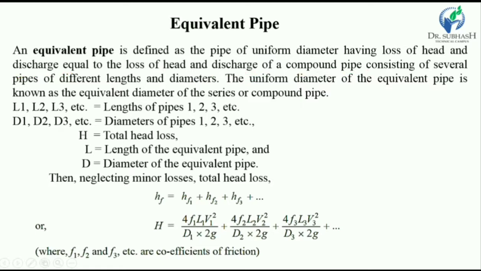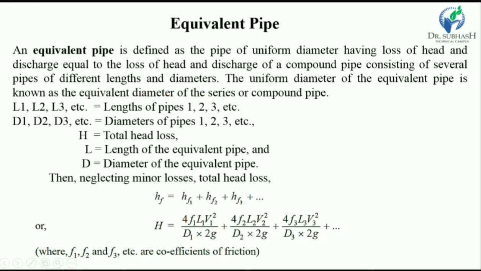In short, we can say it is the pipe having a similar discharge and head loss to pipes in series. In the earlier example we took three pipes connected in series. Consider one pipe which has the same discharge and head loss as this compound pipe, then that pipe is called the equivalent pipe. The uniform diameter of the equivalent pipe is known as the equivalent diameter of the series or compound pipe.